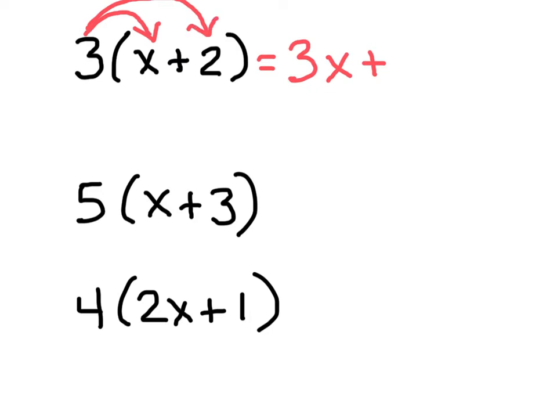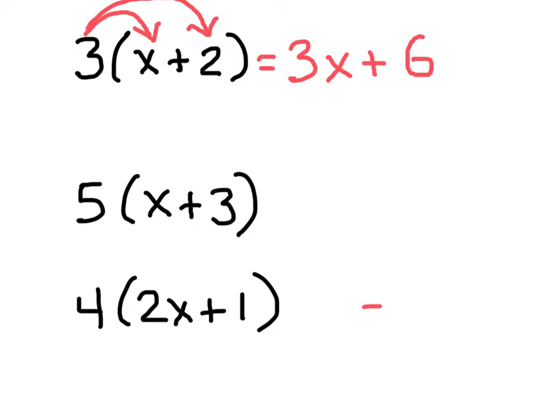Now notice that I'm drawing arrows so that I'm making sure I multiply by both terms. So 3 times 2 is 6. So this would equal 3x plus 6. And this is why we call this the distributive property. We're distributing the 3. We're multiplying it by each term on the inside of the parenthesis.